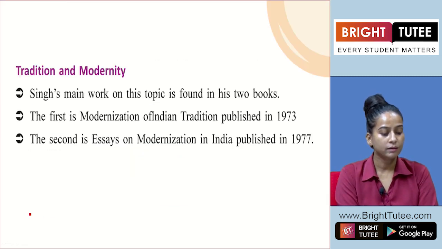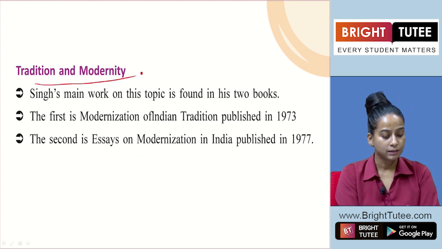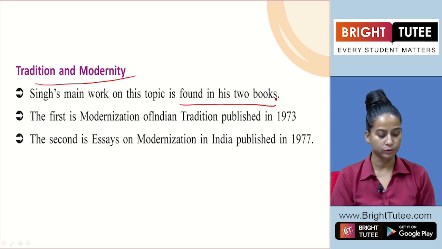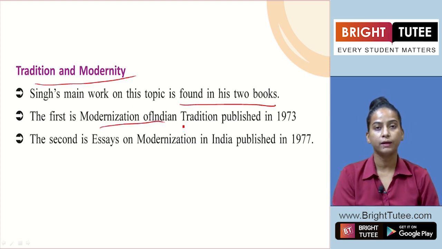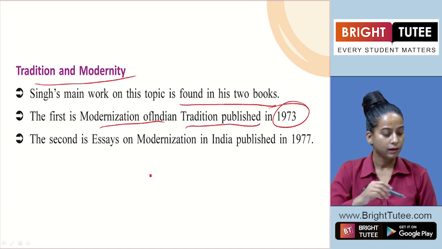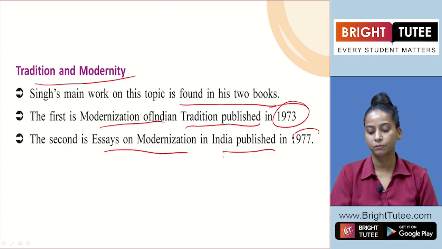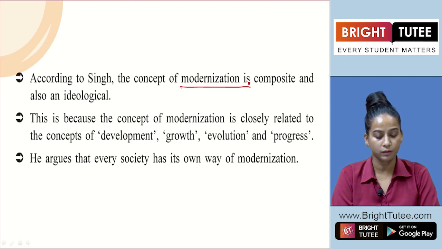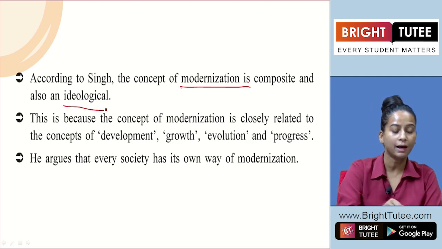Now we are taking another topic, tradition and modernity. Singh's main work on this topic is found in his two books. The first is Modernization of Indian Tradition, which was published in 1973. And the second was Essays on Modernization in India, which was published in 1977.